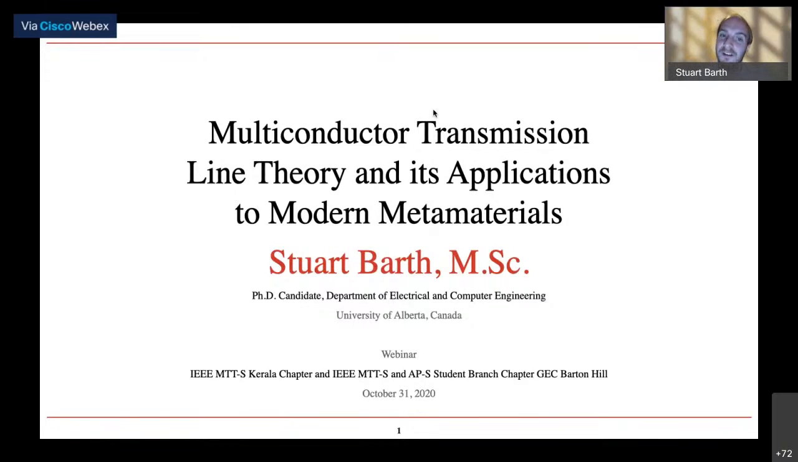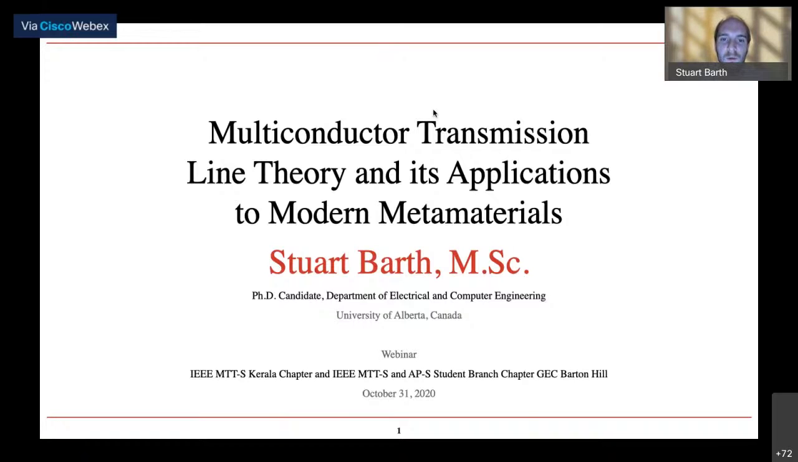So this is my presentation on multi-conductor transmission line theory and its applications to modern metamaterials. Again, this is thanks to you, the IEEE MTTS Kerala chapter and IEEE MTTS and APS student branch chapter of GEC Barton Hill.